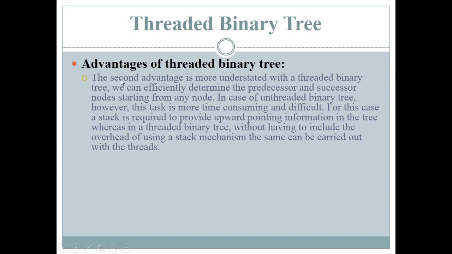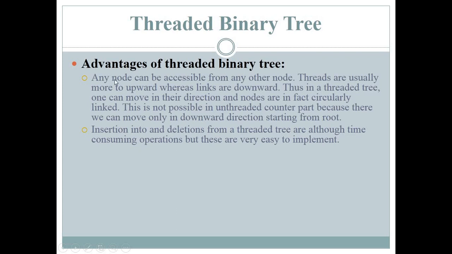Second advantage: with the threaded binary tree, we can efficiently determine the predecessor and successor node starting from any node. In the case of an unthreaded binary tree, however, this task is more time consuming and difficult. For this, a stack is required to provide upward pointing information in the tree, whereas in a threaded binary tree, without the overhead of using a stack, the same can be carried out with the threads.